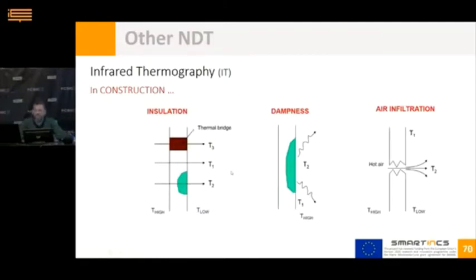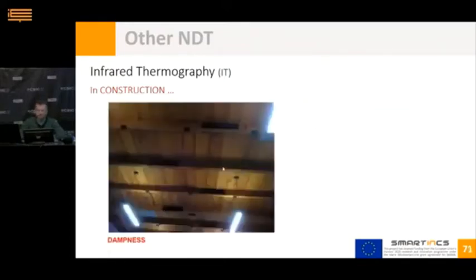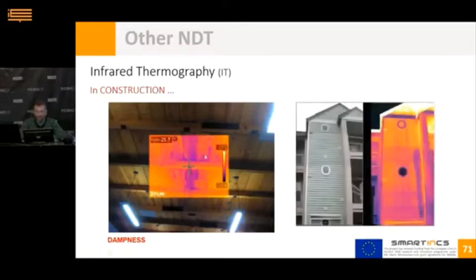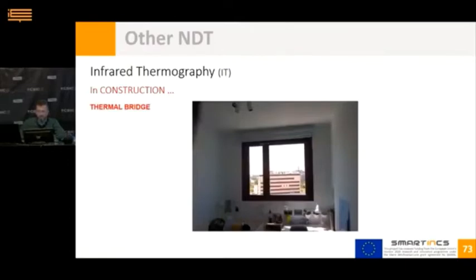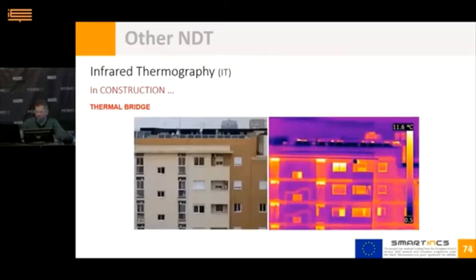What can be detected with infrared thermography in construction? Mainly the following: insulation defects, dampness, and air infiltrations. Quickly, we are going to see some examples of dampness detection on a roof and on a facade, air infiltrations, and thermal bridges from inside and also from the outside.